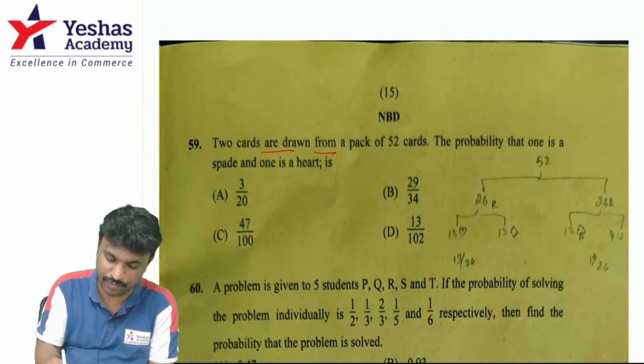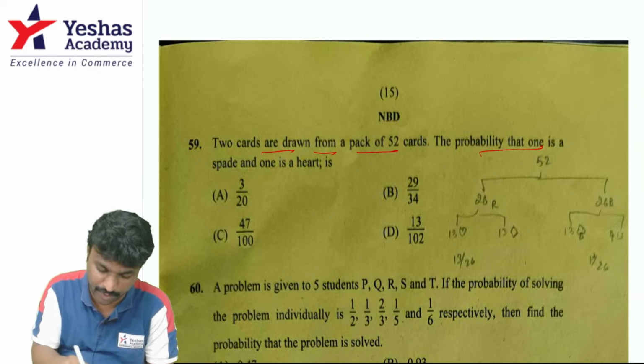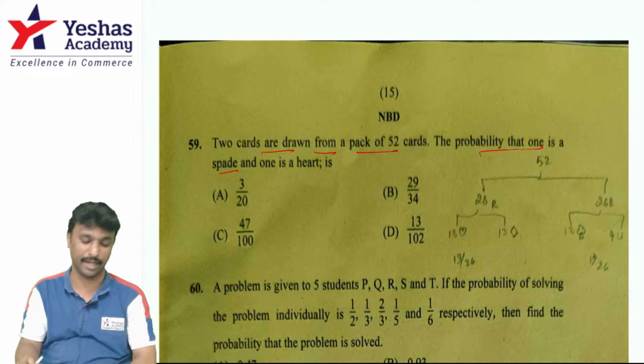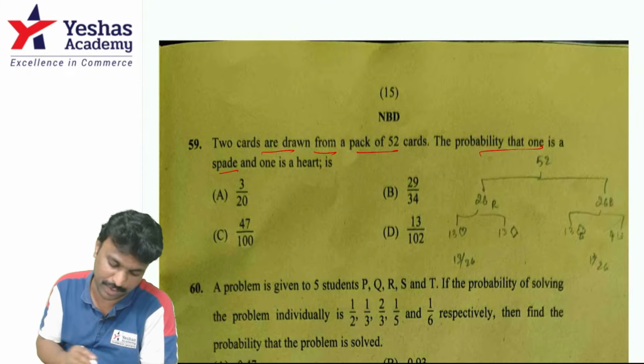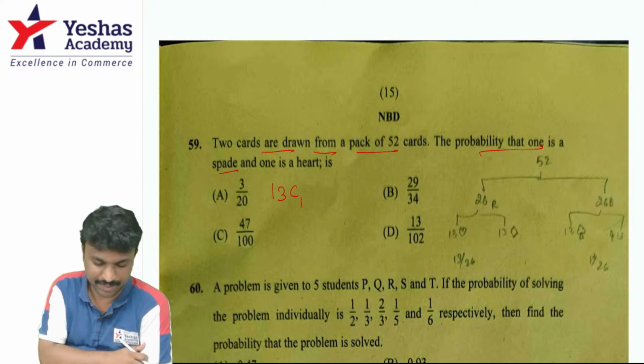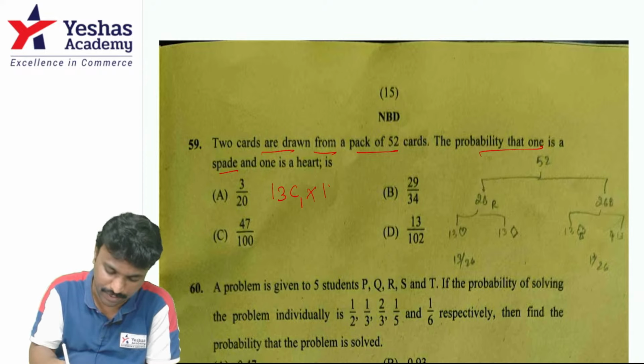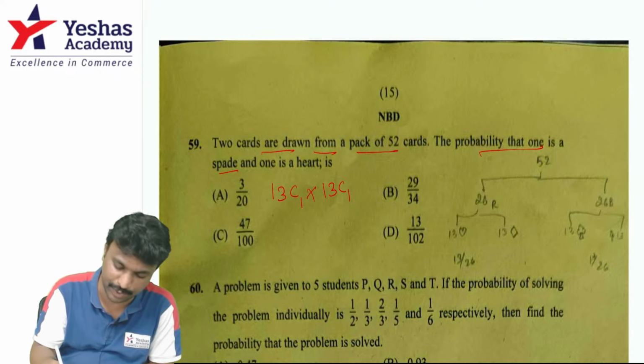Two cards are drawn from a pack of 52 cards. How many cards? Two cards are drawn. The probability that one is a spade and one is a heart. First card being a spade, what's the probability? 13 spades are there, 13C1, and 1 is a heart. How many hearts are there? 13 hearts are there. We have to select one heart. So 13C1 into 13C1 is 13 into 13, which is 169.